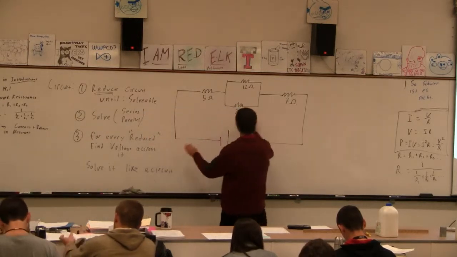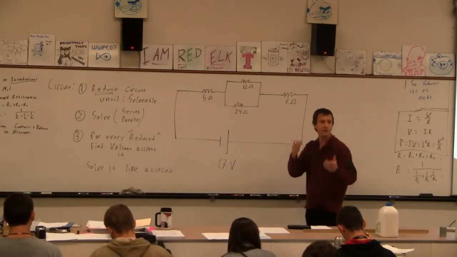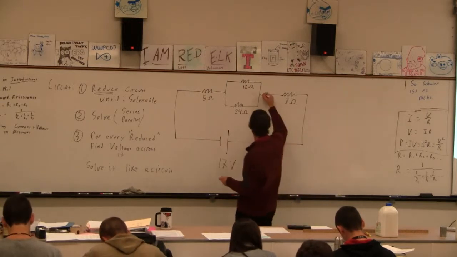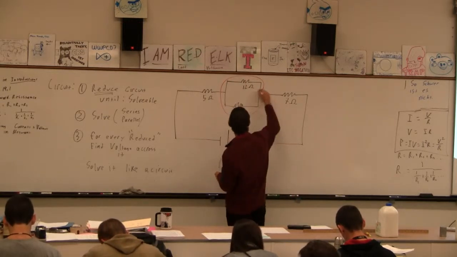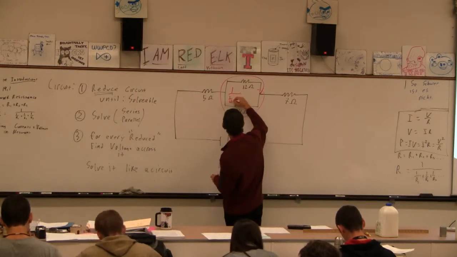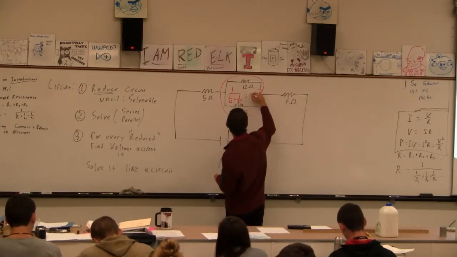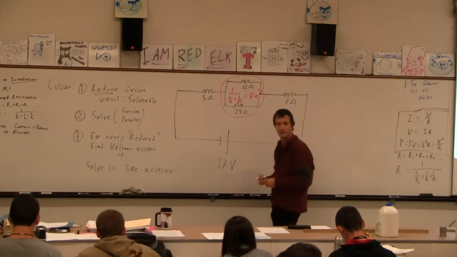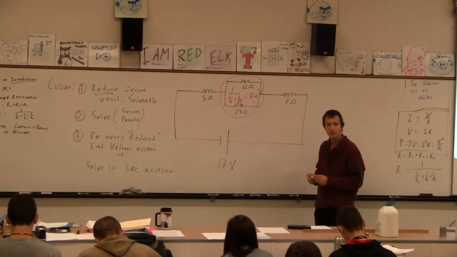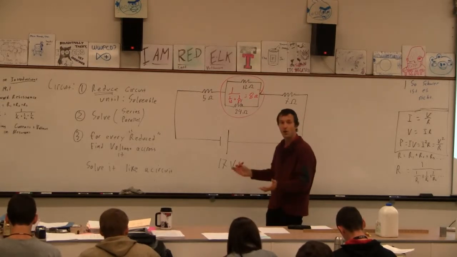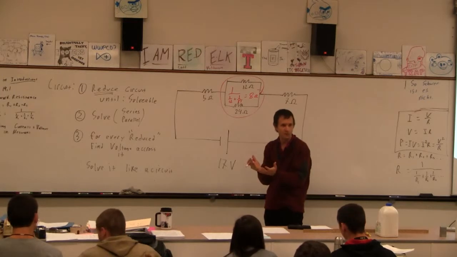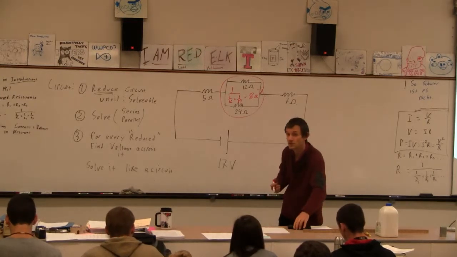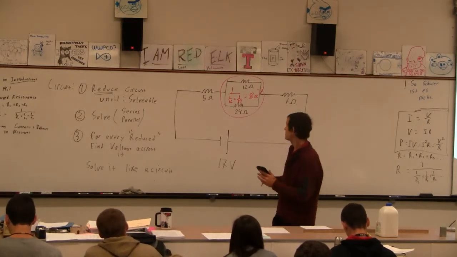So I can't solve this circuit. It's neither series nor parallel, so I reduce the circuit. This one has one reduction, and we go 1 over 12 plus 1 over 24. And that was 8 ohms, wasn't it? Yeah. And now this is a solvable circuit. I'm not going to reduce it into one resistor because I don't need to. It's a series circuit, and I can solve series circuits.